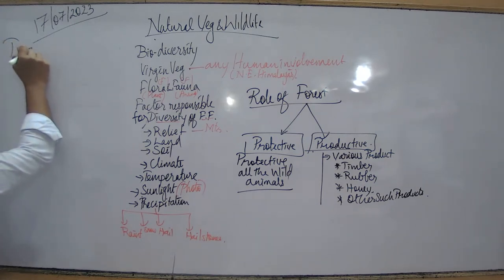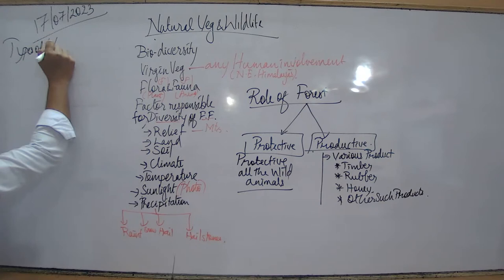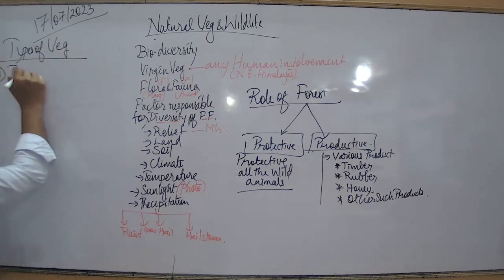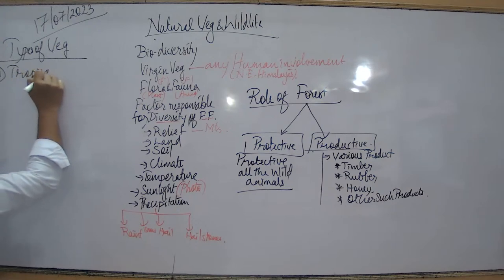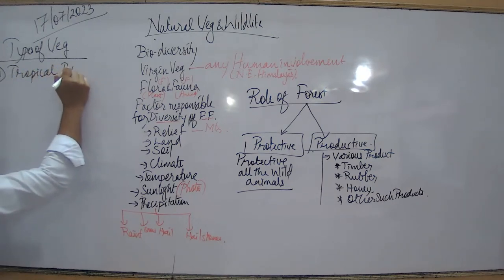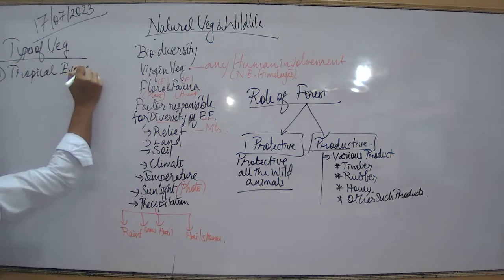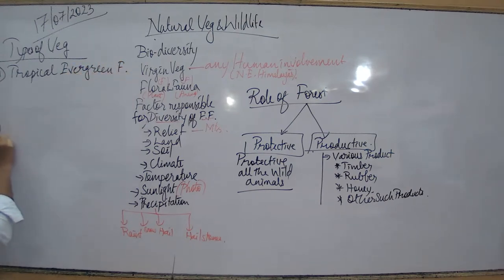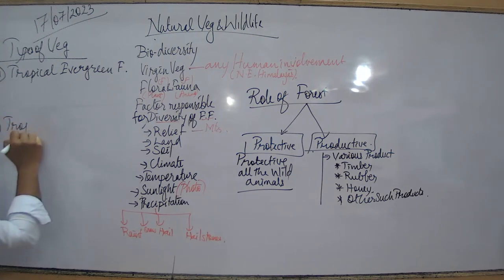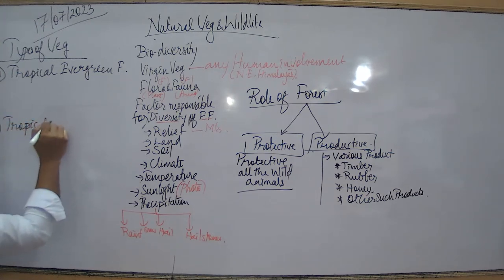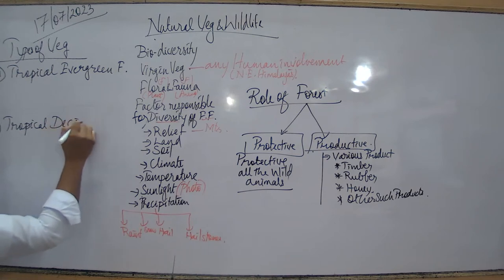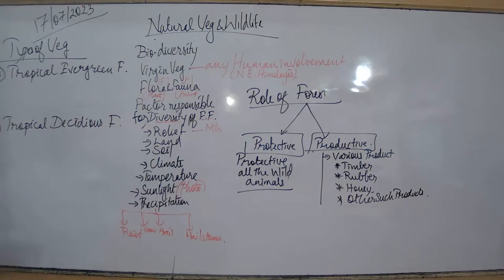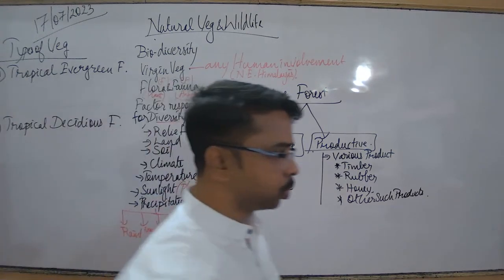Types of vegetation. So first one is tropical evergreen. I'll explain shortly, like I've done, then we'll get into the details, okay? Then it is tropical deciduous forest. These two forests will get maximum questions.